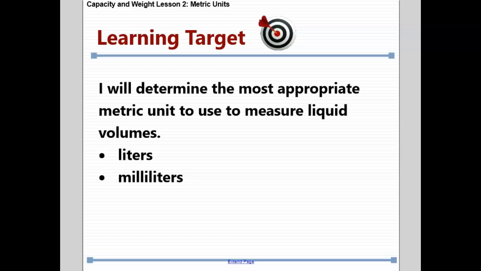Today our focus will be on metric units. By the end of the lesson today, you will be able to determine the most appropriate metric unit to use to measure liquid. Our two options today for the metric system are liters and milliliters.